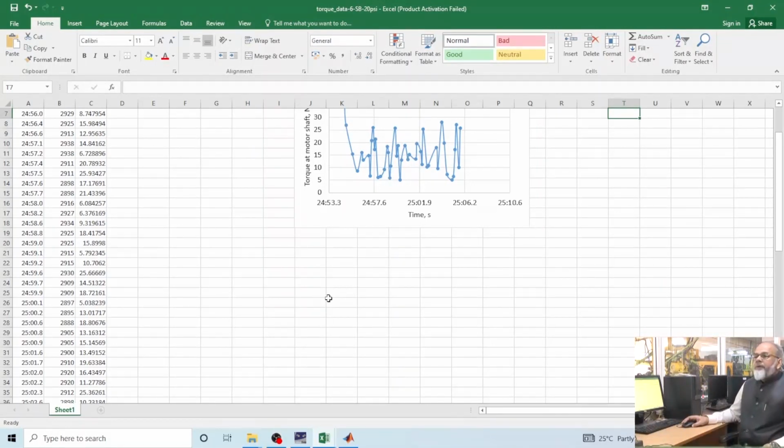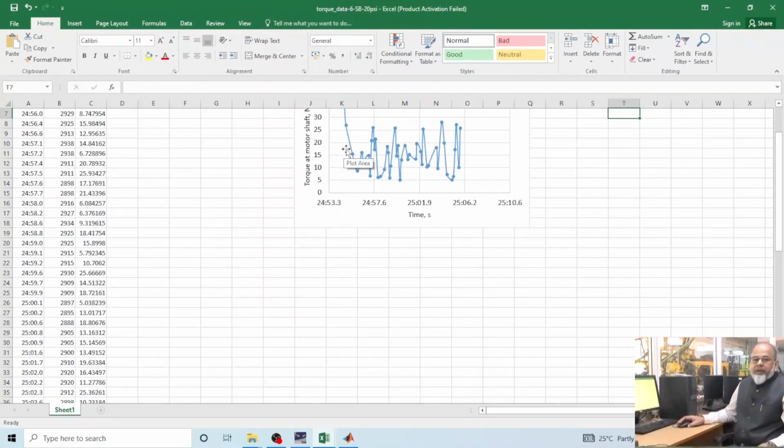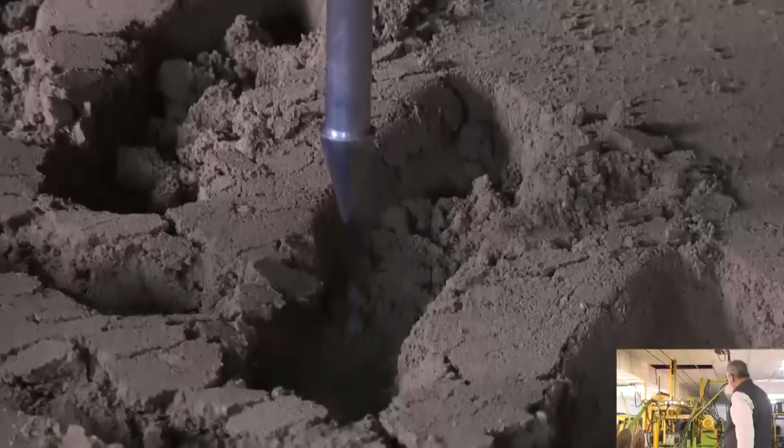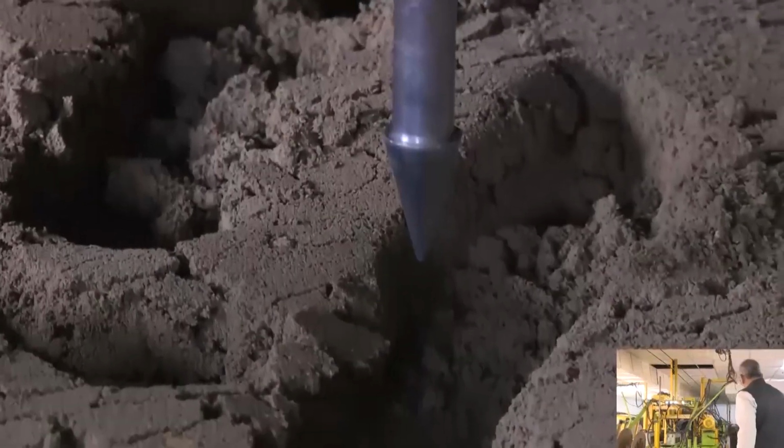That means we have measured the coefficient of traction, we have measured slip, and we have measured tractive efficiency. These are the parameters required to find the tractive performance of a wheel. Now I will take the cone penetrometer reading after operation of the tire.